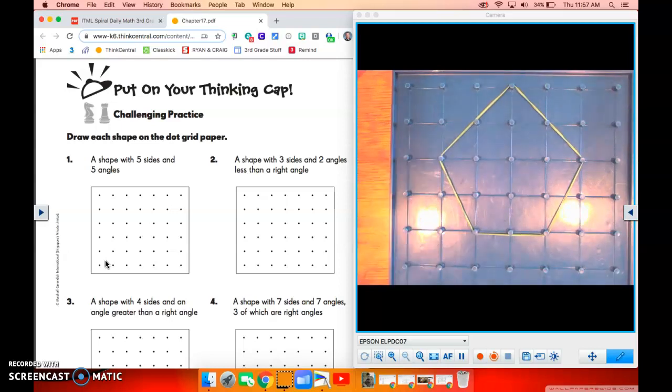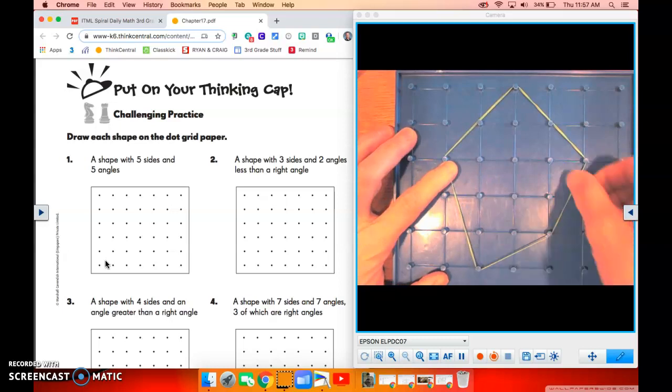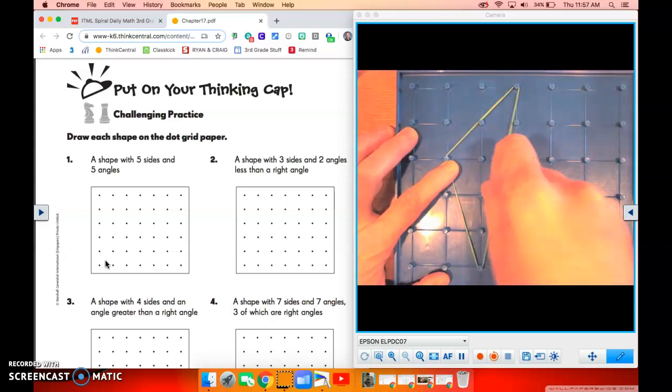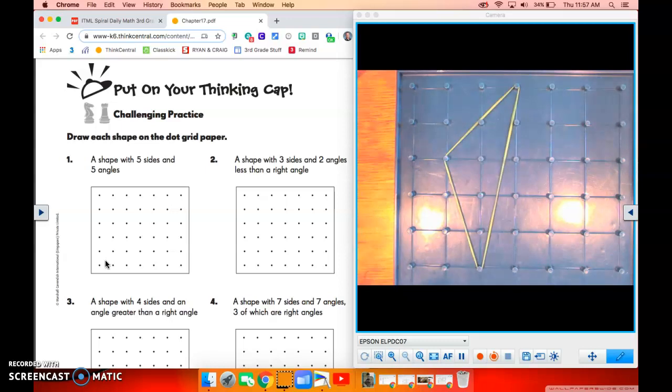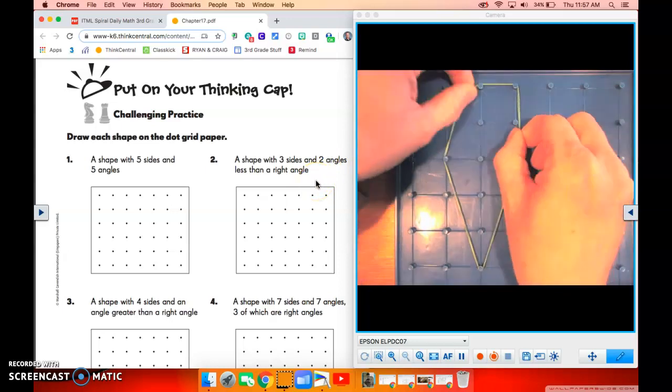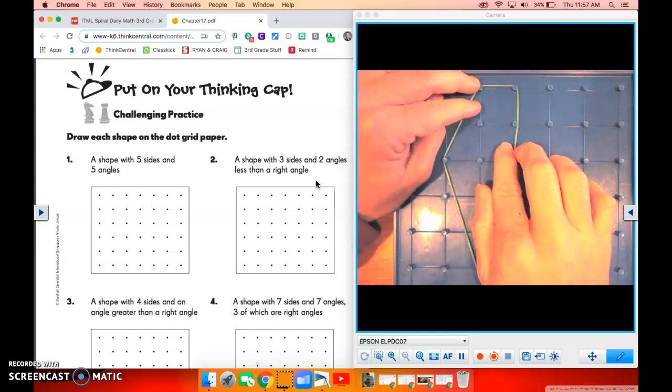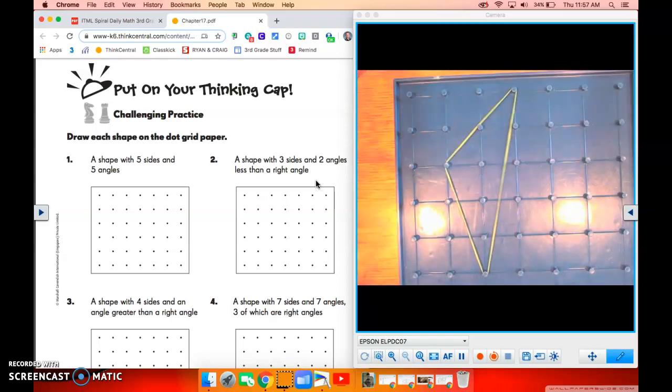Okay? Now, number 2 says a shape with 3 sides and 2 angles less than a right angle. Okay, so I'm going to put this one down here and there. Now, when I look at this triangle, 3 sides, so we knew it had to be a triangle right away, right? So with my 3 sides, I see this one here's a big angle, okay? But this one's just a little angle, and this one's a little angle. So those are both less than a right angle. They would have to be like that to be the right angle. And they are not like that. They're like that. So there you go.